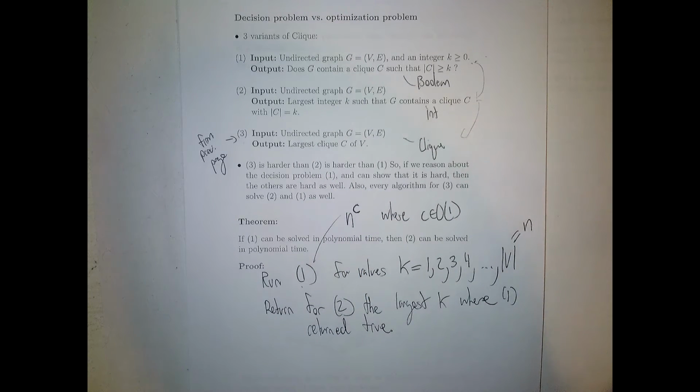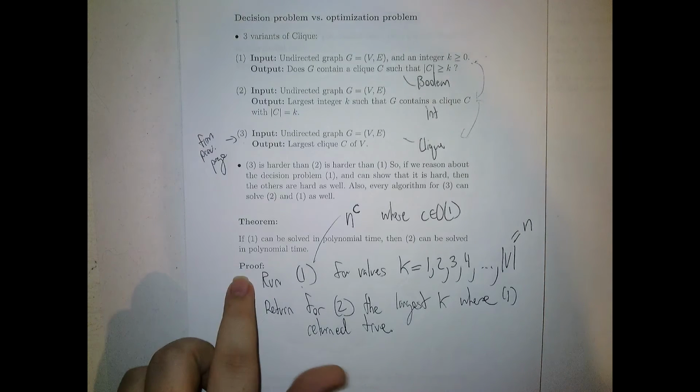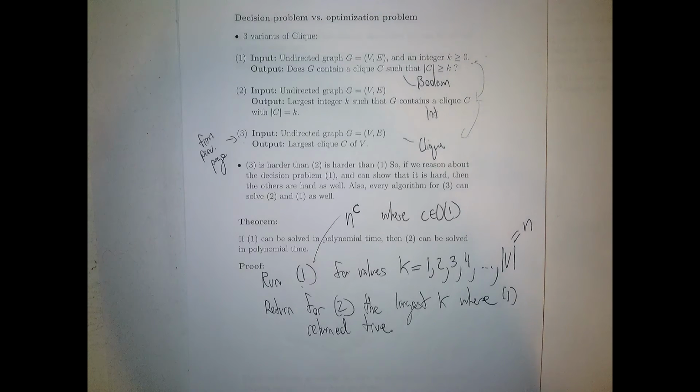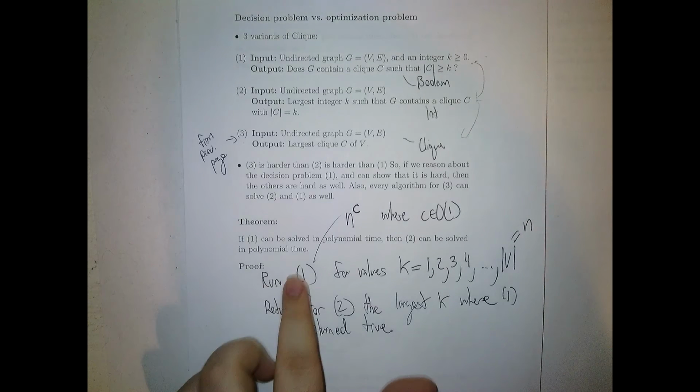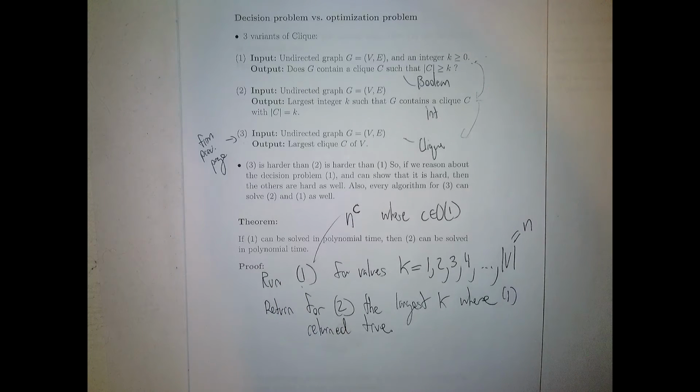There you go. That's the solution. One for loop that just runs 1, the solution to 1 that we don't know if it exists. If it existed, though, if that guy existed, just put it in a for loop, run it for all the k values, and then return the largest point at which it was still returning true. Okay?